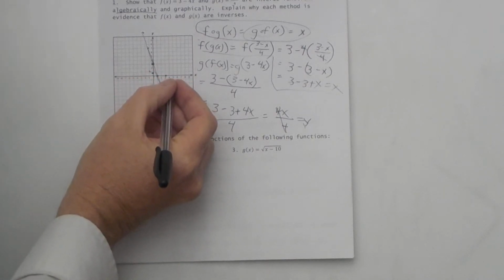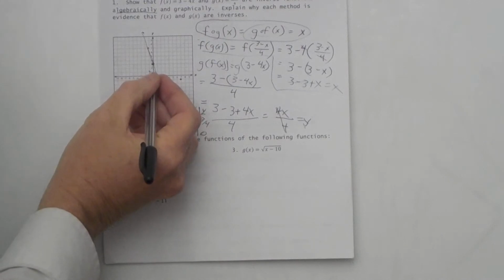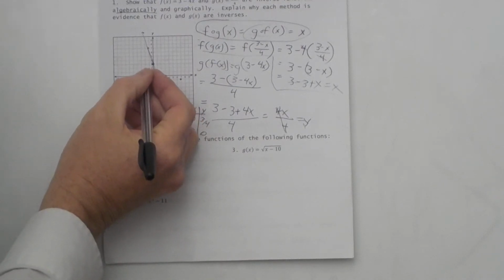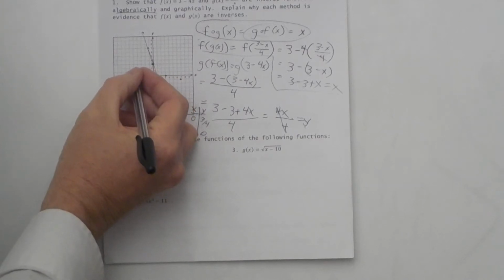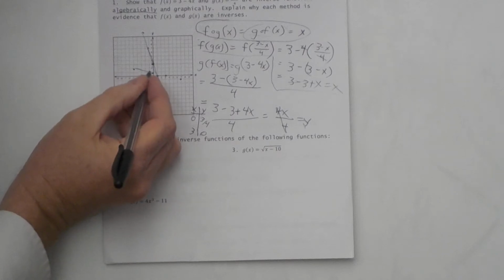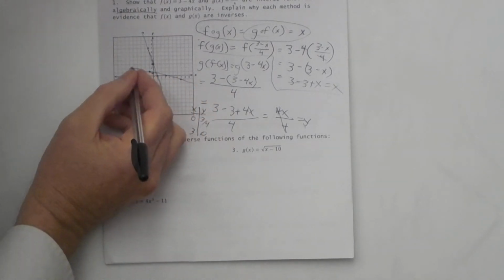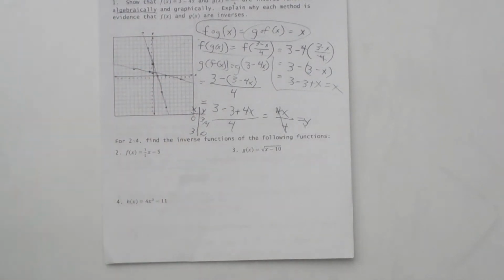And 1 and 1, 2, 3, 4. And go up 1 from here. Go up 1, 1, 2, 3, 4 from here. And then draw that line carefully. Right there.